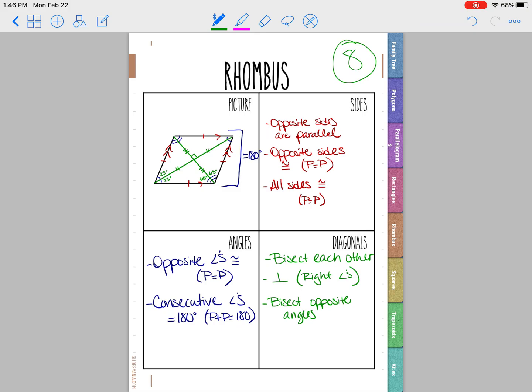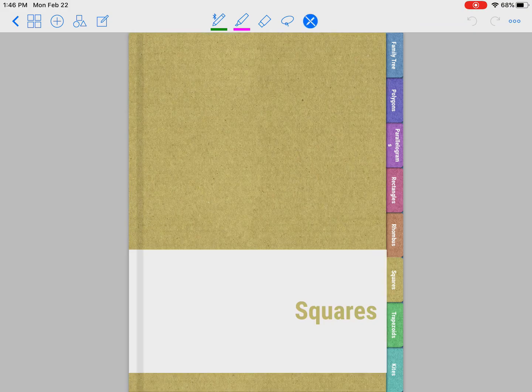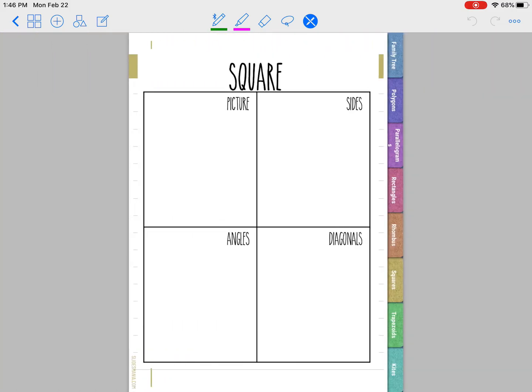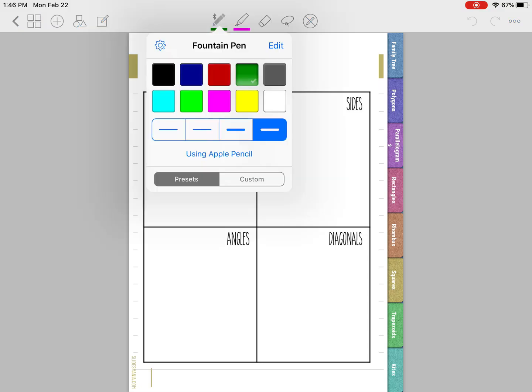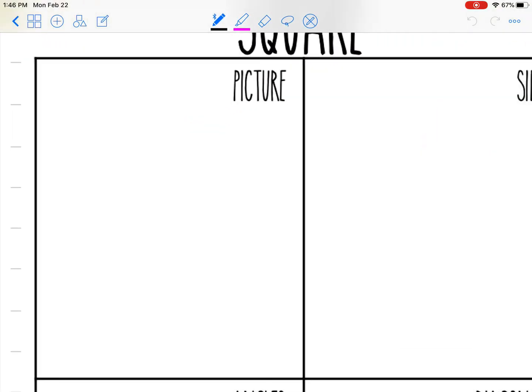Okay, last one in the parallelogram side of things, and that is a square. Square doesn't have anything new. It has all the characteristics of a parallelogram. It has all the new characteristics from a rectangle, which was 2. It has all the characteristics from a rhombus, which was 3. So that's a total of 10 characteristics for a square. Nothing new for a square. So let's go ahead and draw that.